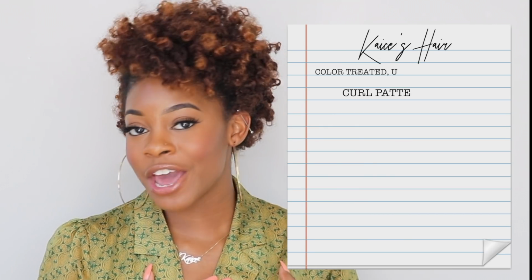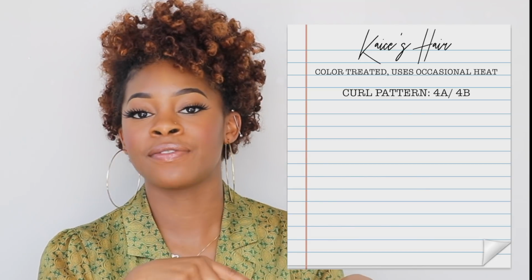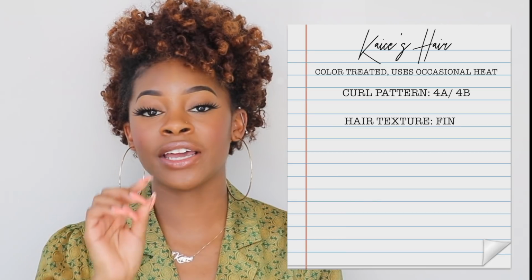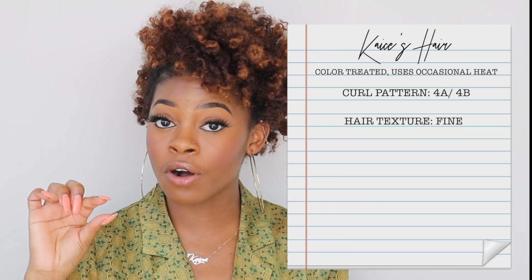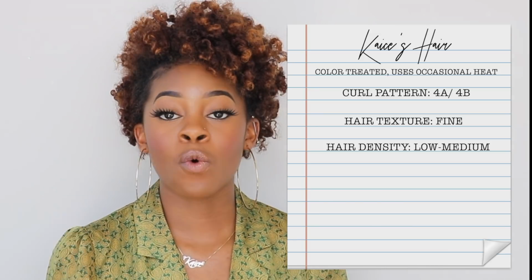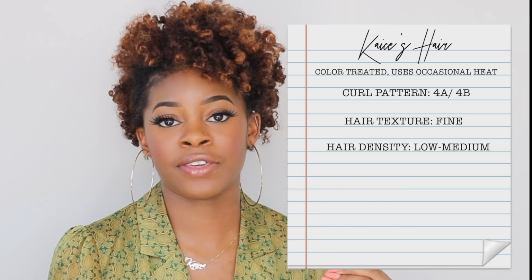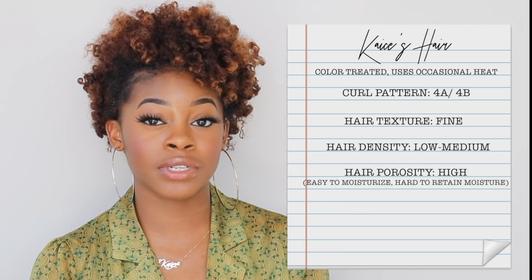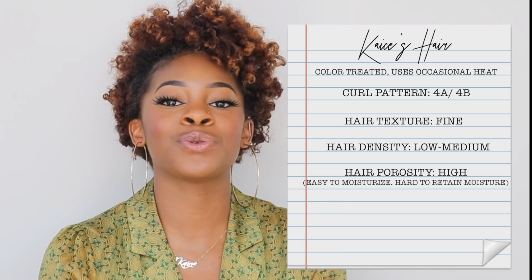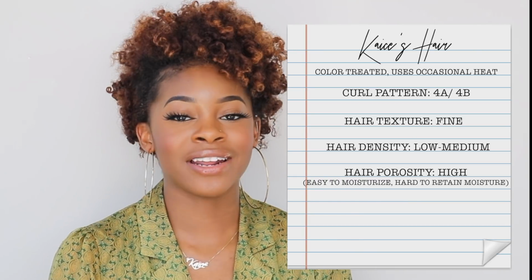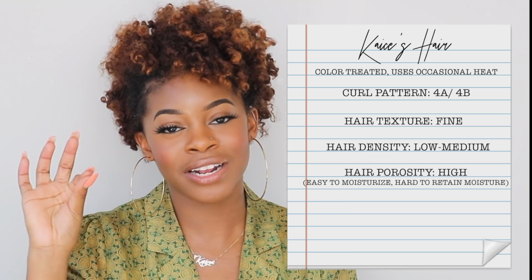So based off of all that information, I know that my curl pattern consists of 4A and 4B coils and kinks. My hair texture is fine, which means that each of my individual strands are very small. My hair density is low to medium, which means that I don't have a lot of hair on my head, or my hair overall collectively is not that thick. And my hair porosity is high, which means that my hair is more prone to long-term dryness because it's easy to get moisture in, but it's also easy to lose that moisture fast. And again, that's because of those little teeny holes that I have in my cuticle.